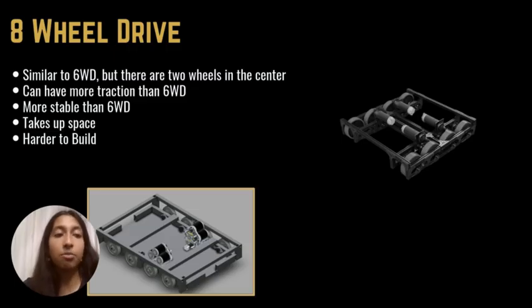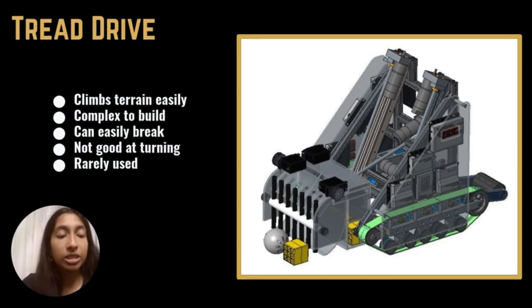Okay. And next, lastly, for the amount of wheels is the eight wheel. The eight wheel drives are the most complex. However, the upside is that they're the most stable. They add onto the six wheel design and add another set of wheels in the middle. This allows it to increase its traction and stability. However, it'll take up more space and it's a lot harder to build compared to a two wheel or a four wheel.